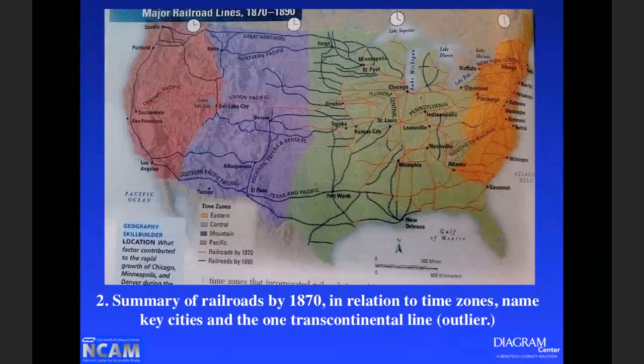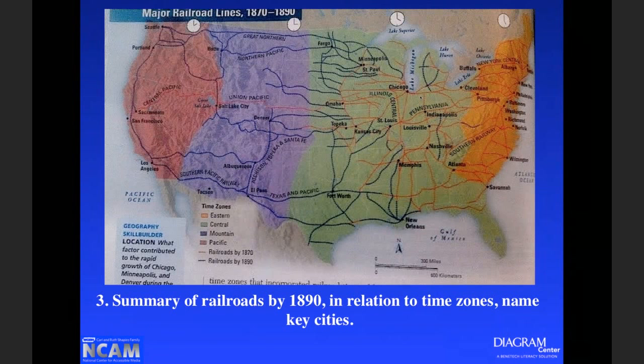And then you can summarize in relation to those time zones and by naming the key cities where the specific rail lines are. And in fact, most of the rail lines only go between major cities or cities within a time zone, except for the transcontinental line, which exists. So you really do have to spend a lot of time with a graphic like this to understand what it's saying and how to most effectively and efficiently provide the information that's needed.